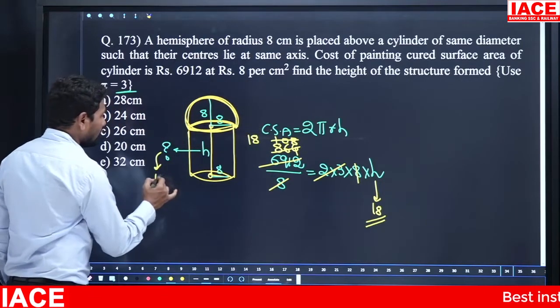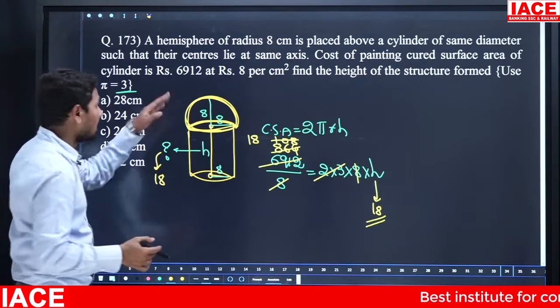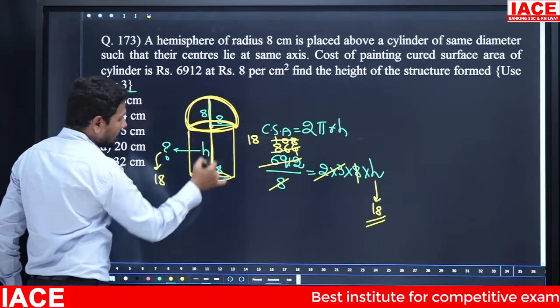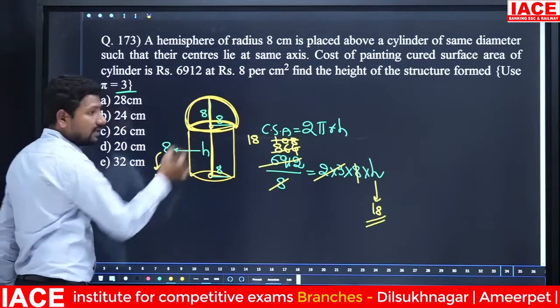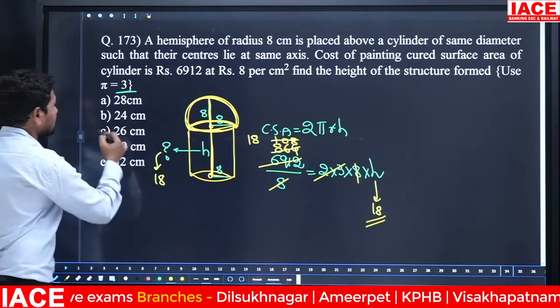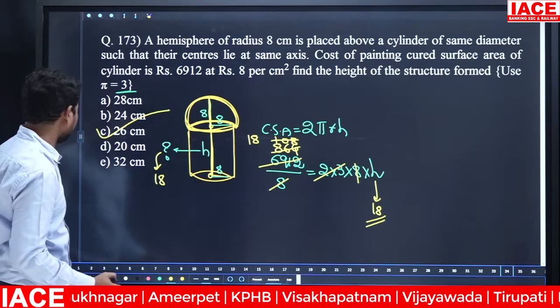This answer is what? 18 meters. Then finally you need to know what the total height was. Height means here to here totally calculated. Here is already 8, here is 18. 8 plus 18 is equal to how much? 26 centimeters. Option C.